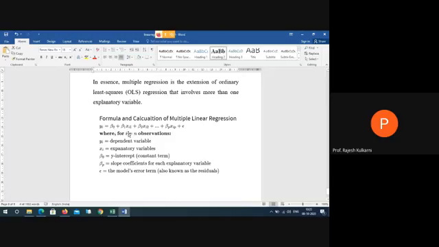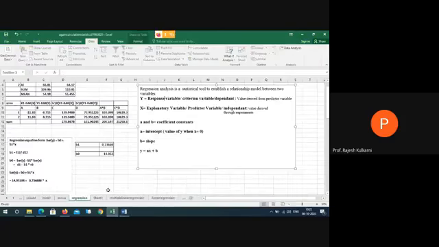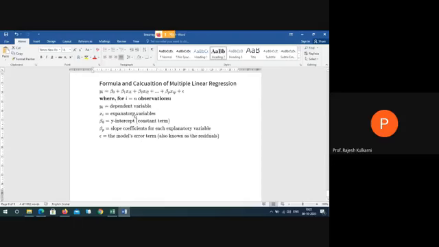So each independent variable is associated with a slope coefficient. For that, again, remember the formula here. The slope is associated here, this b, and a is your intercept. So this is the significant difference between simple linear regression and multiple linear regression.